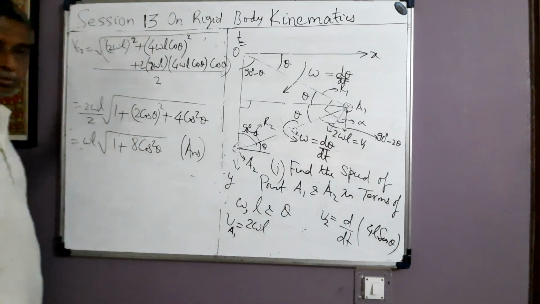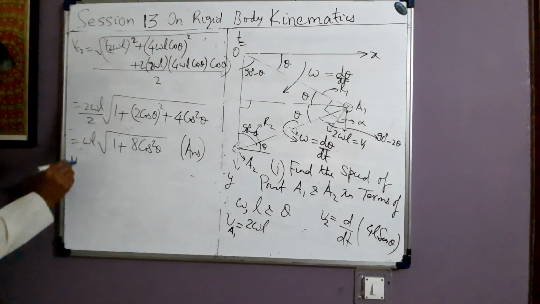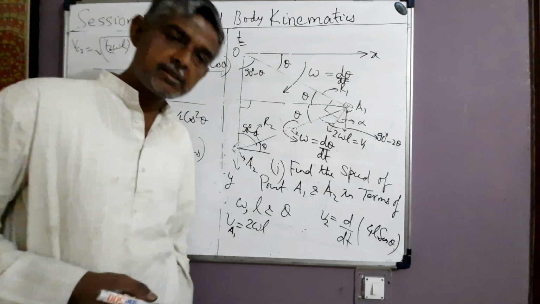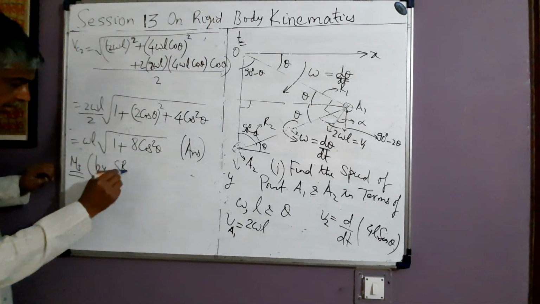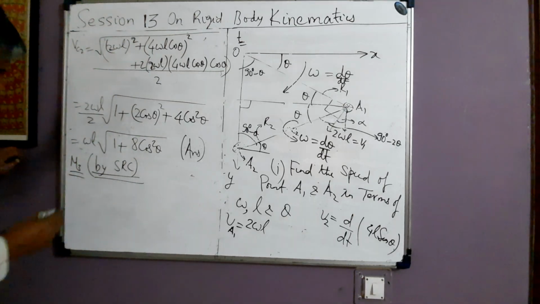So this was method 2. Now we'll discuss method 3. Method 3 is by SRC, the procedure for velocity by SRC. This SRC method we will subdivide into 4 different cases.